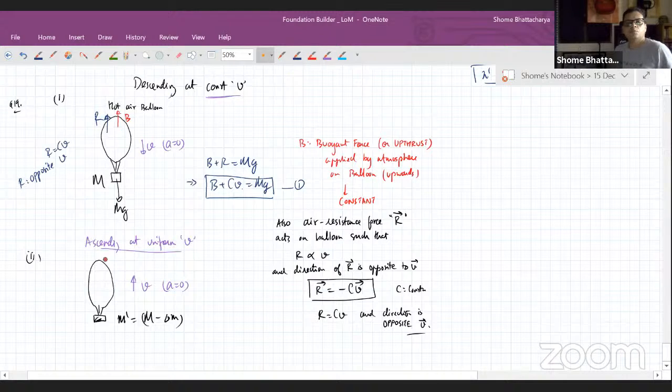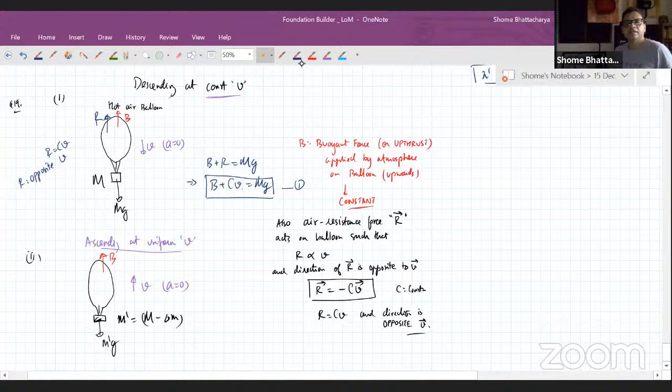So this time, buoyant force will be the same because we have discussed buoyant force is constant. It is independent of everything else. Okay, this is a constant force. But the other two things are changing. The weight is changing to m prime g.